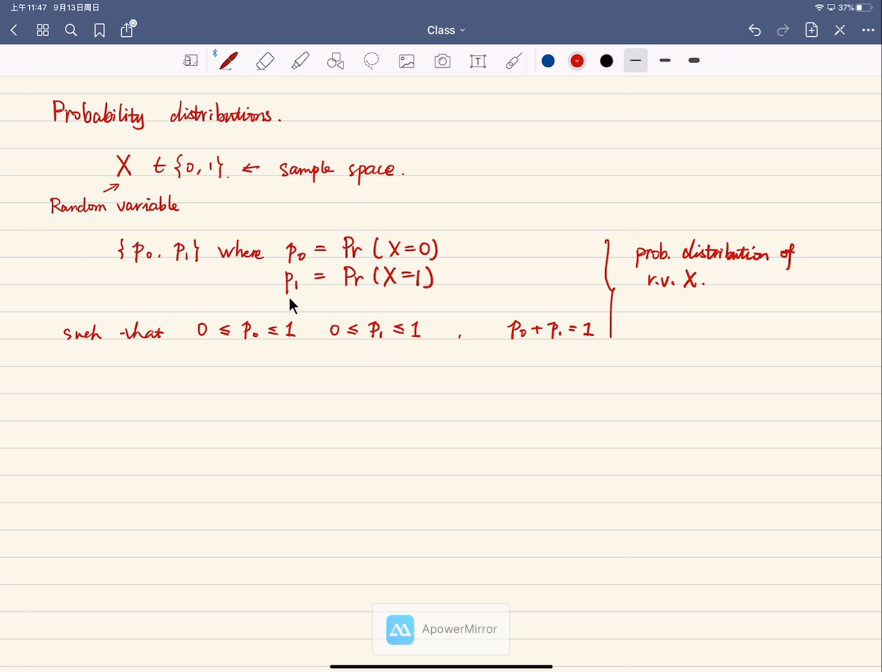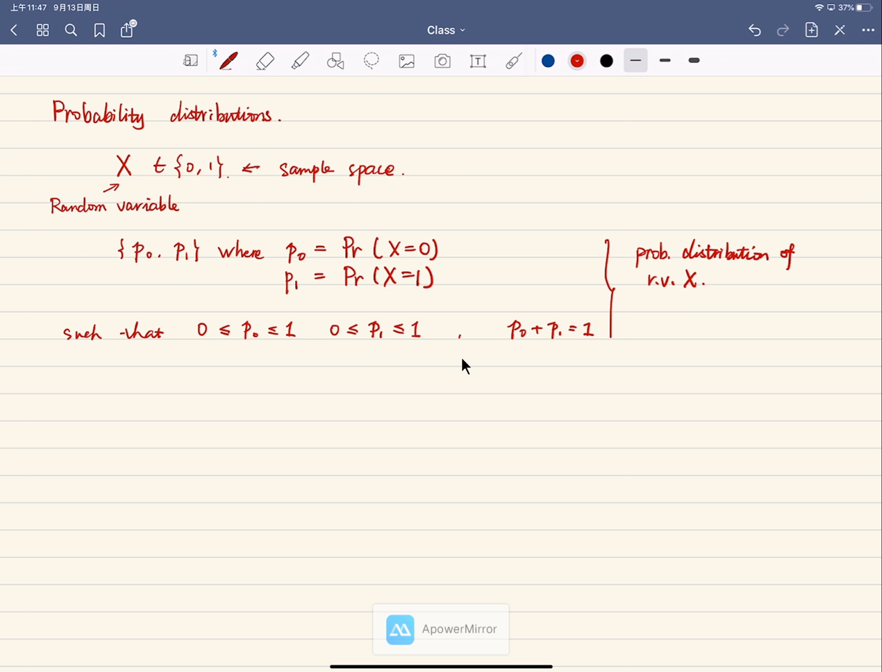For these two numbers p0 and p1 to be probabilities, they should satisfy these conditions. First of all, p0 and p1 should be positive but less than 1, and their sum equal to 1. So this defines the probability distribution of this random variable x. This is the simplest example. It's called a Bernoulli distribution.